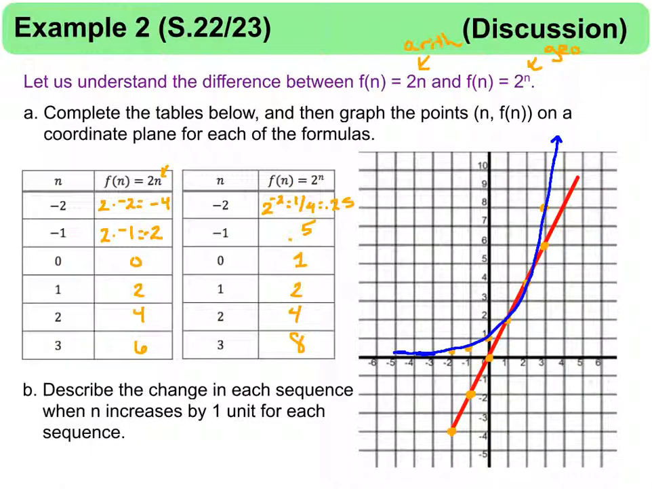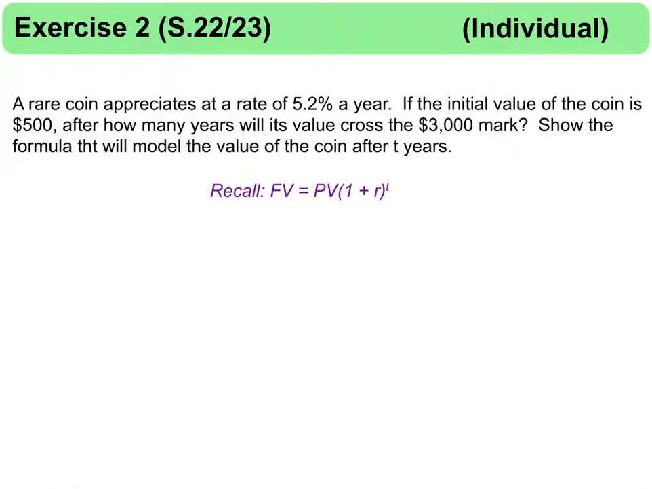So the last thing we're going to look at is a follow-up exercise. It brings back something we talked about in a previous lesson. We'll start with that, saying to recall the future value, which is right here, equals the principal value times 1 plus the rate raised to the time represented by t. So if we look at the word problem in exercise number 2, it says a rare coin appreciates at a rate of 5.2%, which is also known as 0.052 as a decimal.